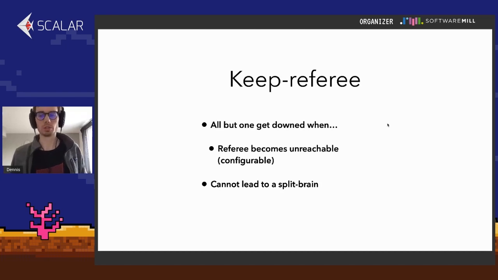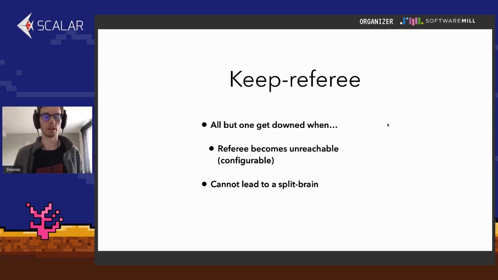It has the same issues as keep oldest. If the referee now is alone, the whole cluster can come down with it, just pull everyone with him. And so you can also configure that so that doesn't happen.